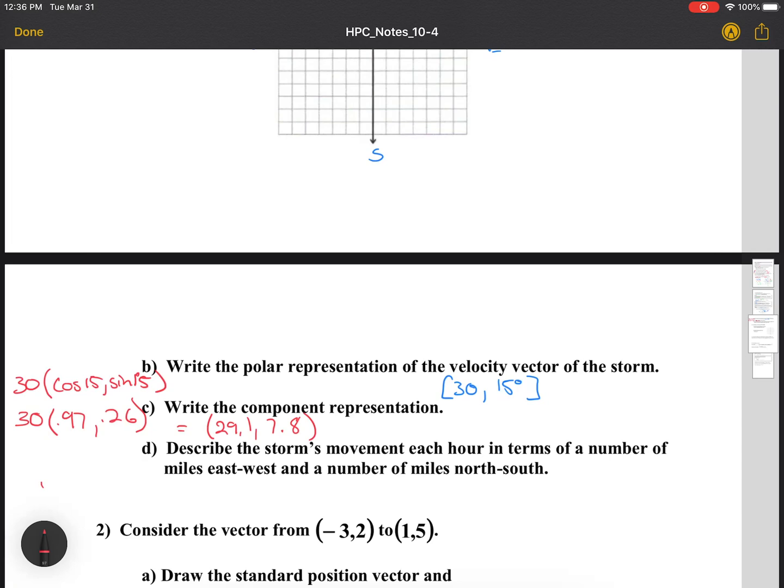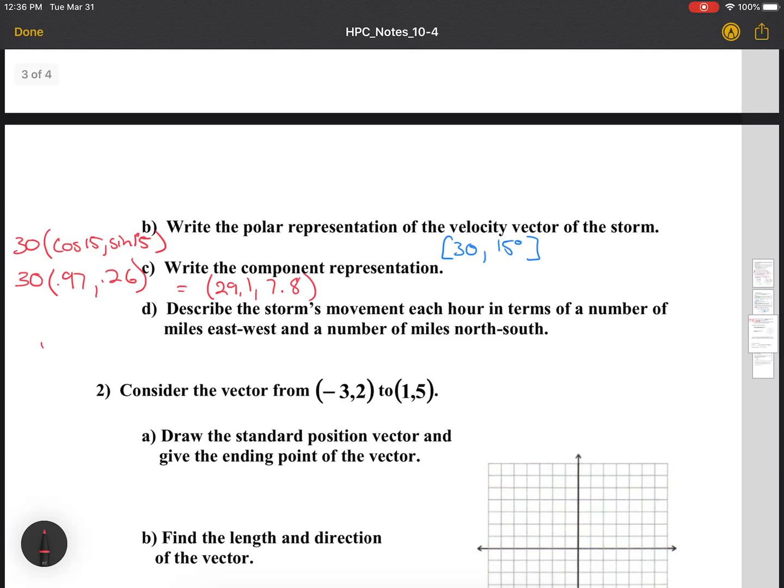So describe the storm's movement each hour in terms of the number of miles east and west, and the number of miles north and south. So they just want us to take our components, what we just did right here, and turn it into something that answers the question. We've got to use some words. We've got to use our units.